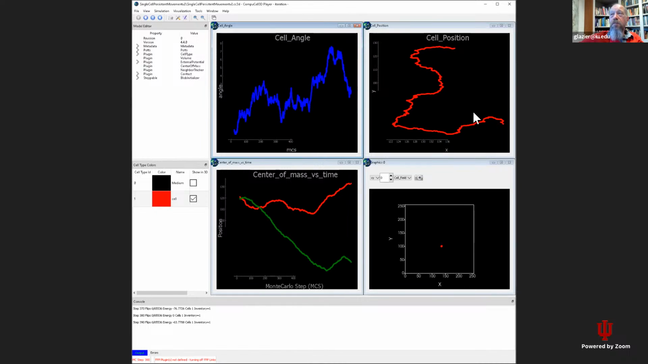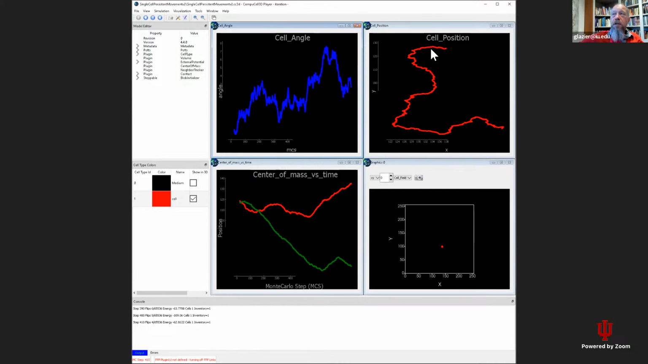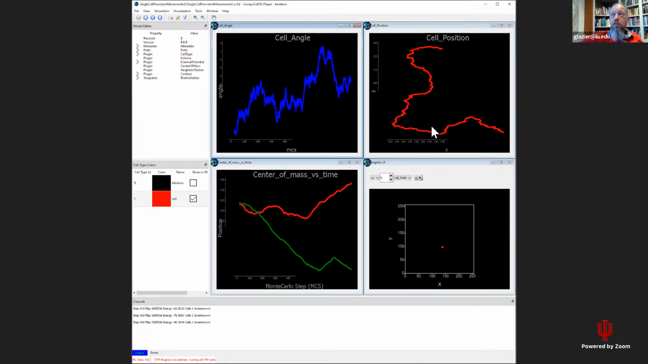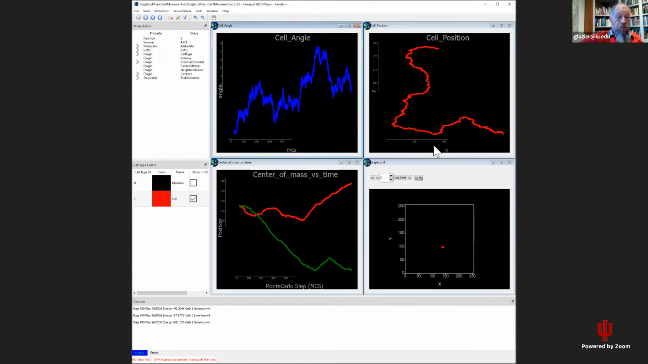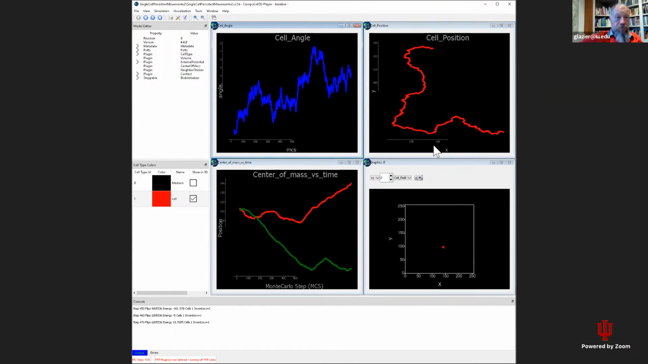But here you see the cell position. You'll see the cell moves generally in a continuous direction, but over time it loses its memory of what direction it was moving.